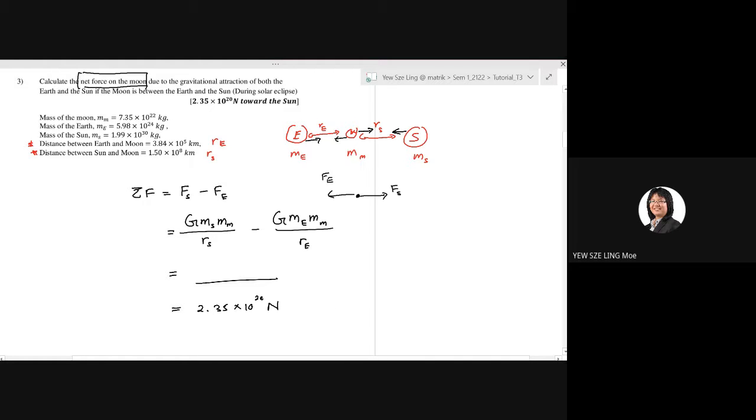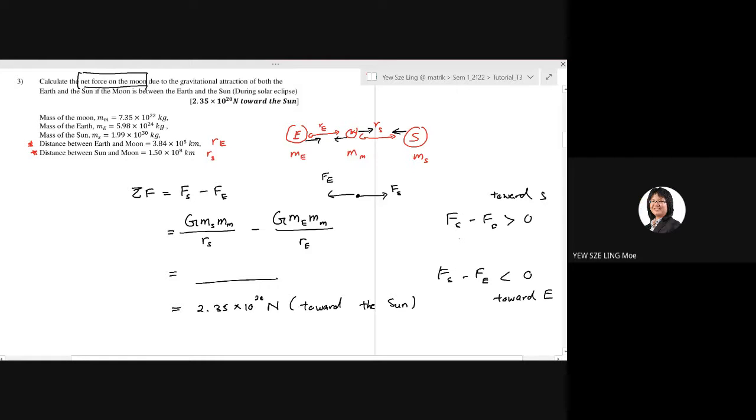Because this is a positive value, what does it mean? It means Fs is larger than Fe. Therefore, the force is toward the sun. So you yourself have to know the direction. Since you use Fs minus Fe, if Fs minus Fe is greater than 0, it means it's towards S. If you get Fs minus Fe less than 0, then it is toward E.